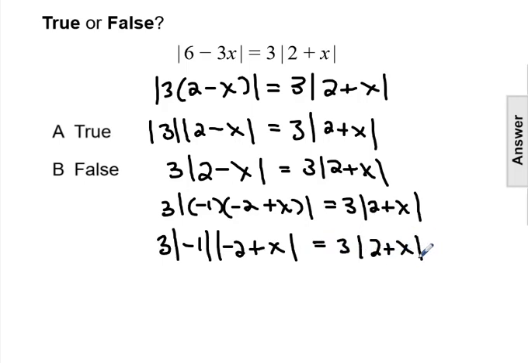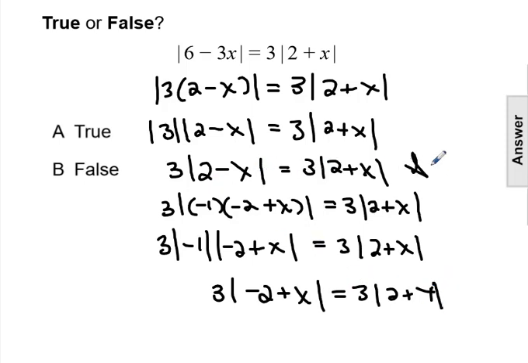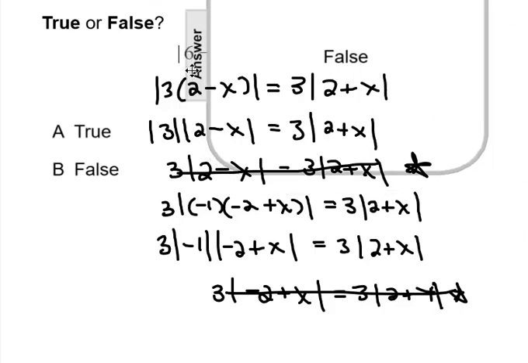And even if I multiply 3 by 1, now I have negative 2 plus x equals 3 times 2 plus x. So before, I had the sign of 2 correct, but I didn't have the sign of negative x with positive x. We're opposites, not equal. And here now I have the sign for x, but now I have negative 2 and 2. So either way, it's both false. Our answer is going to be B, false.